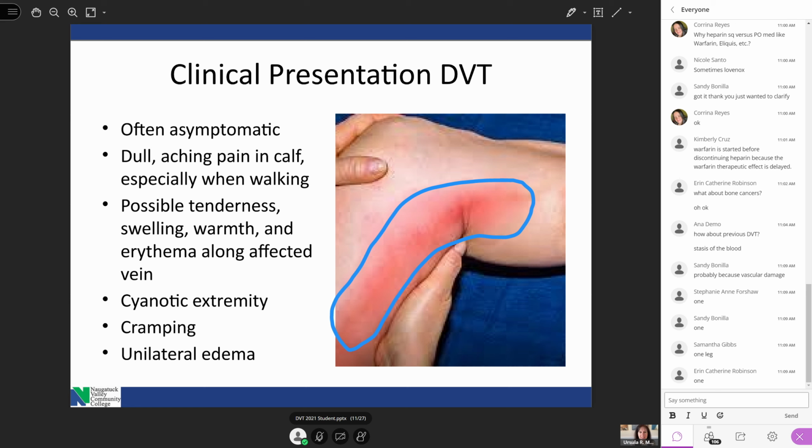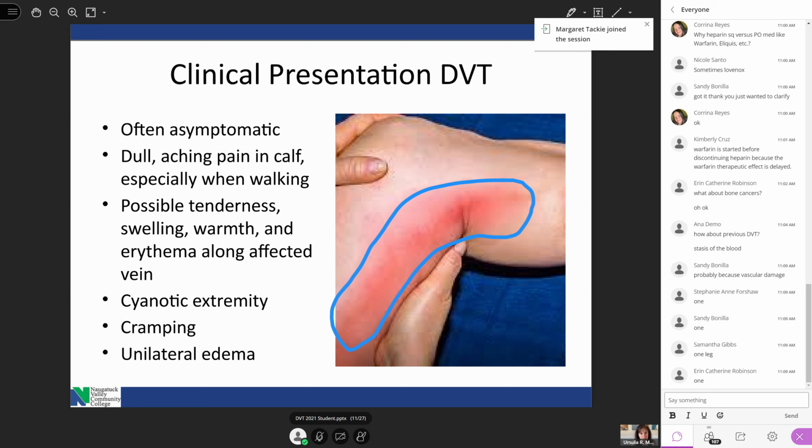It can be dull, aching pain, usually in the calf, somewhere in the leg, especially when you're walking, it hurts more. Possibly tender. It may not even be tender. Swelling, warm, erythema along the affected vein, like this picture.